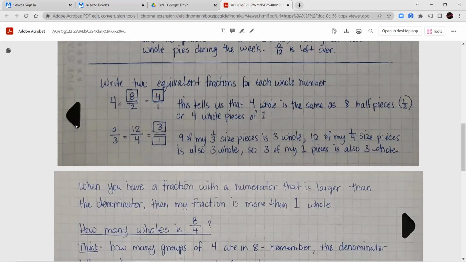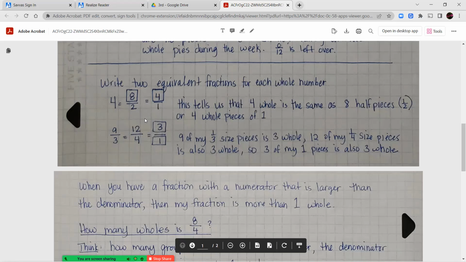So if you have one of these, you want to look at these fractions and think, if a whole is 2 parts, how many groups of 2 go into 8? So I know 2 times 4 equals 8. So there's 4 groups of 2 in 8. That makes this 4 whole. How many groups of 1 are there in 4? 1 times 4 is 4. So there's 4 whole here as well.